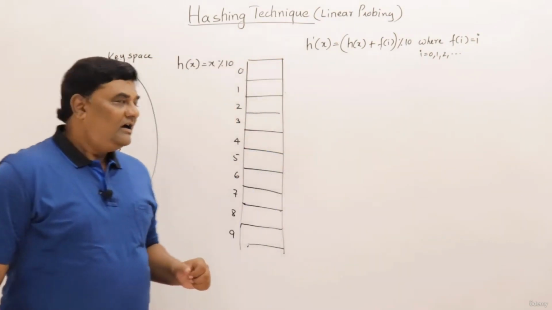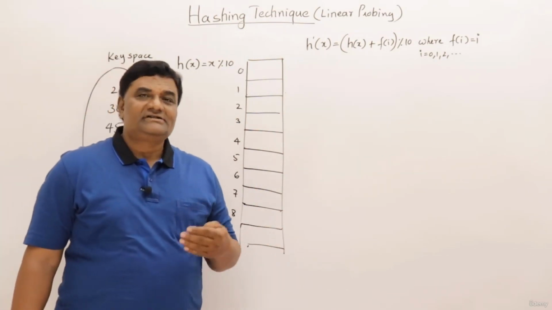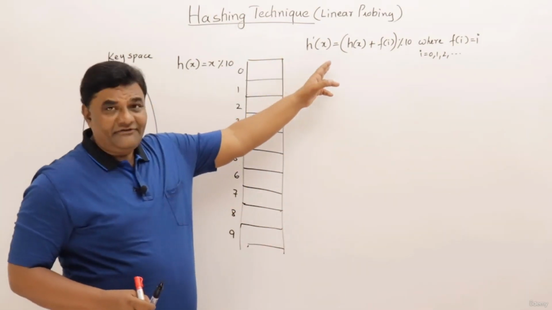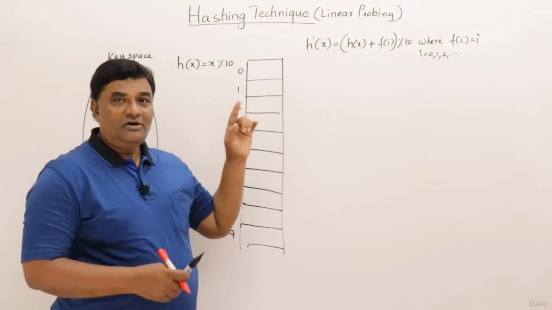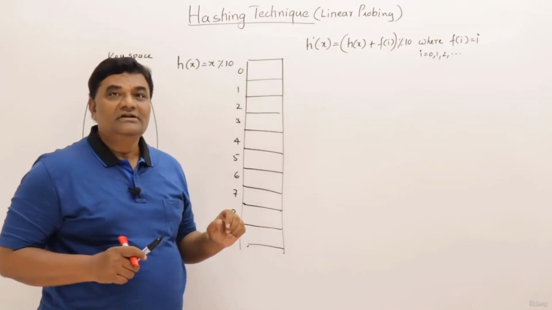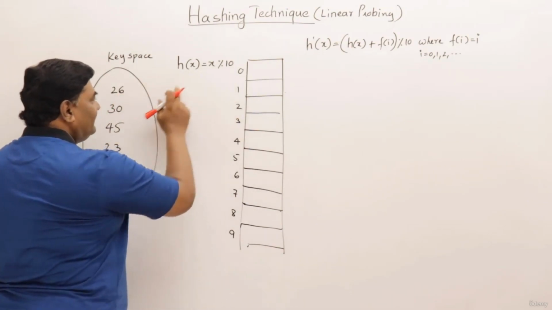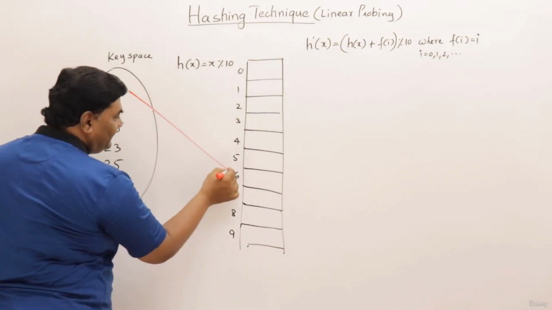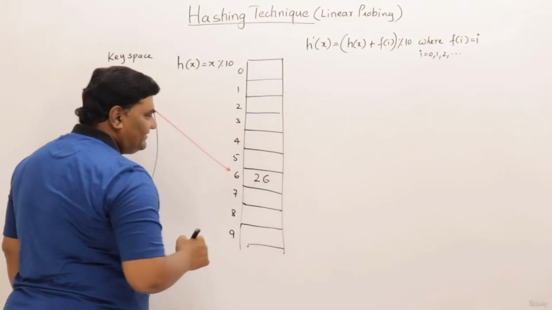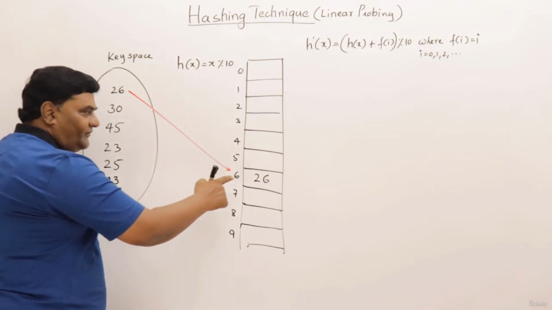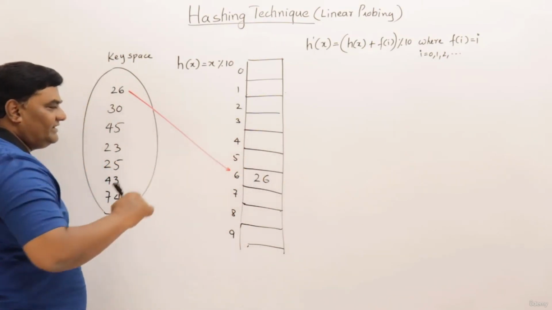Now I will show you how to insert these keys. The insertion procedure is very simple. First, without using that function, I will directly insert and explain. Then I'll explain how we are actually following that function. So let us start. First key is 26. 26 mod 10 is 6, so it will get stored here. There is nothing here, it is free, empty. So 26 is stored here. We are not forming a linked list like in chaining. This is a place for storing a key. So we have stored it.